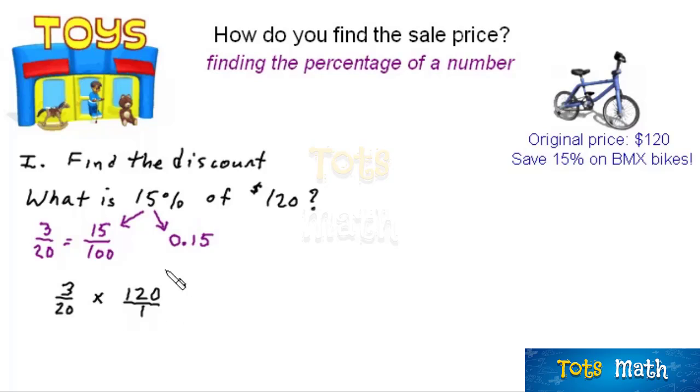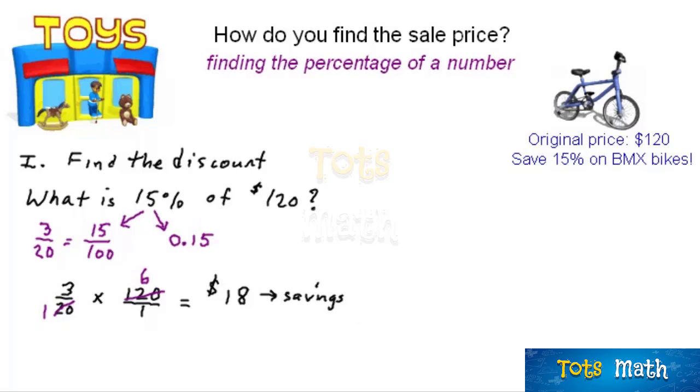I notice that I can simplify this problem a bit because I realize that 20 is a factor of 120. So I'm going to divide 20 and 120 by 20. So 20 divided by 20 equals 1. And 120 divided by 20 equals 6. So now the problem is simply 3 times 6, and that equals 18. But remember, the number 120 was actually a dollar amount, so my answer is actually $18. So $18 is the savings.